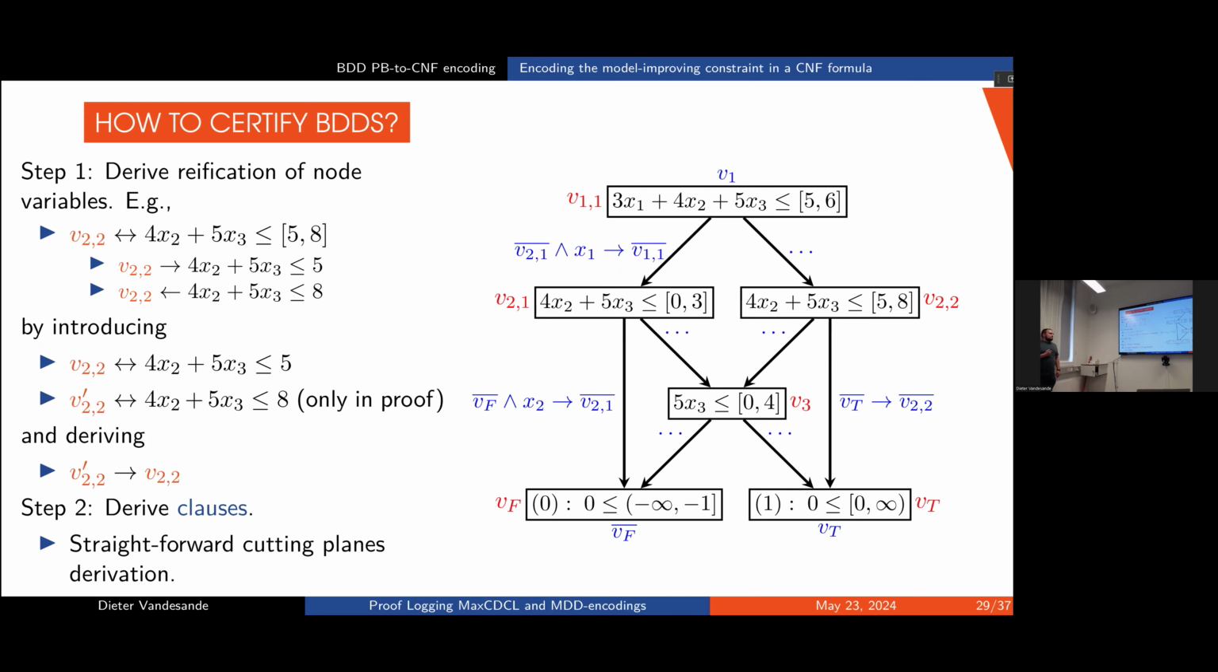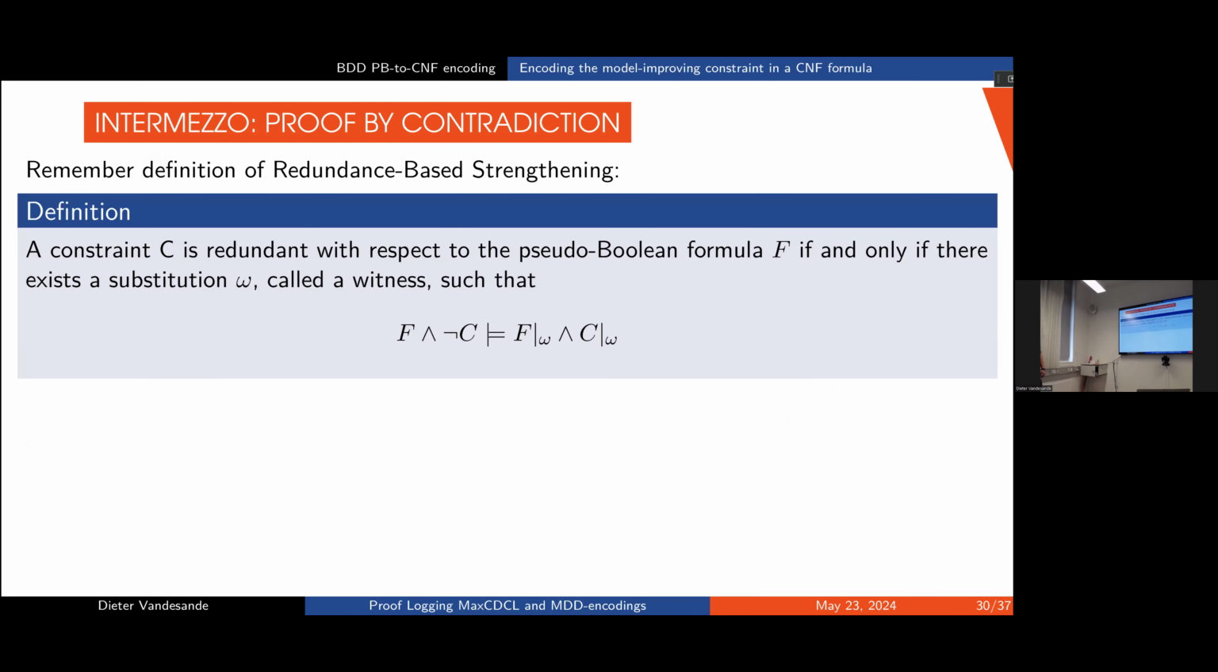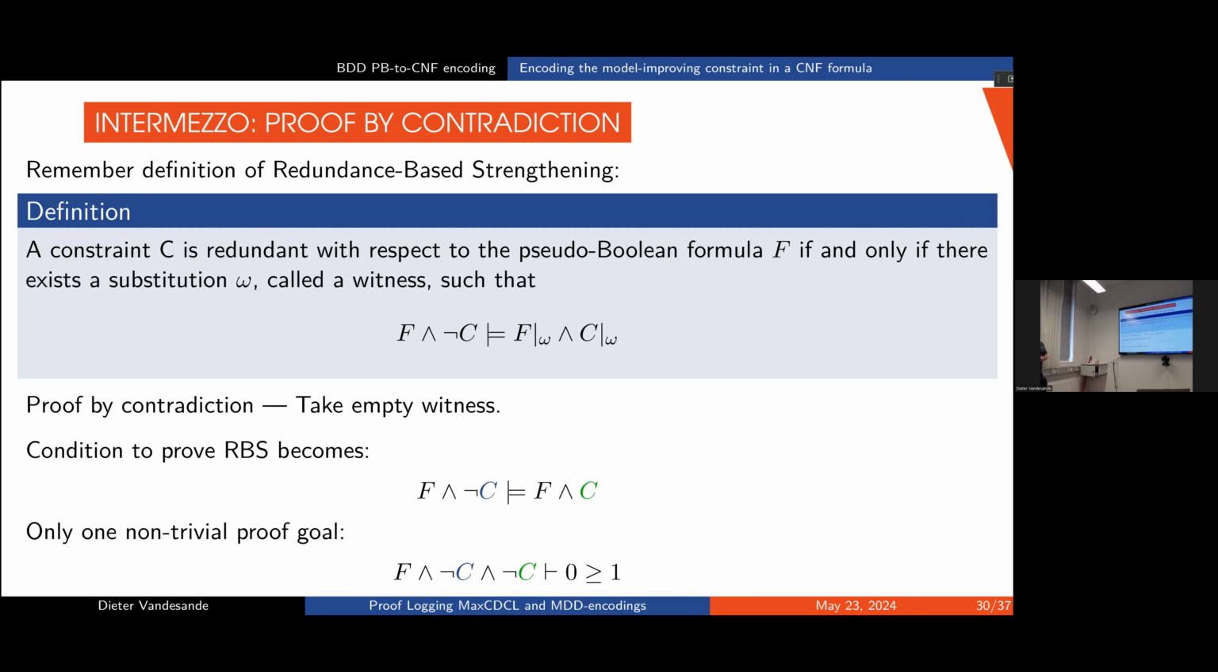But before I will be able to explain how to derive this one, I have to give you some intermezzo. So how can we do in VeriPB a proof by contradiction? Remember from the introduction this morning of the redundance-based strengthening that it is fine to add a constraint C if we can find a witness such that this condition holds. So take an empty witness.